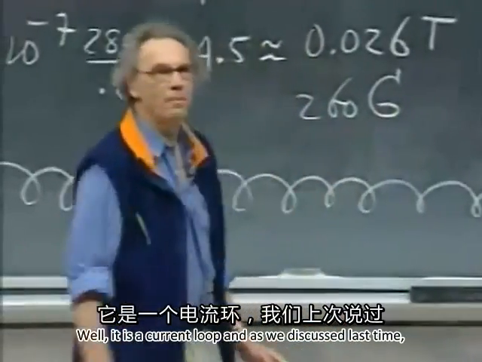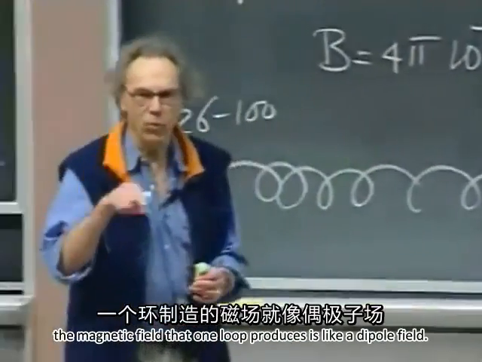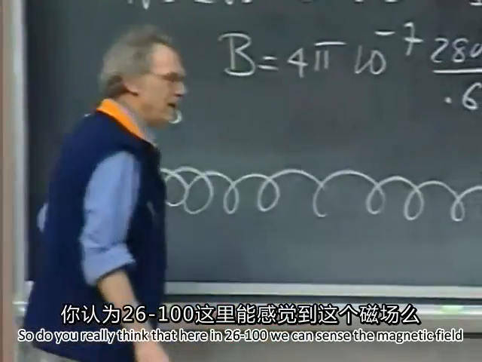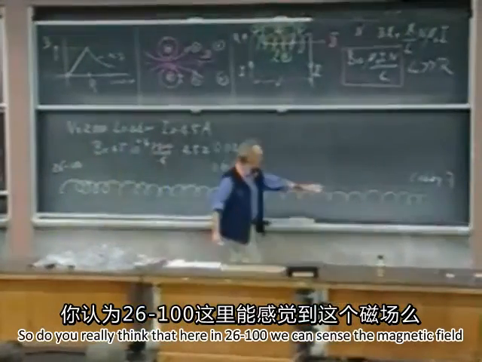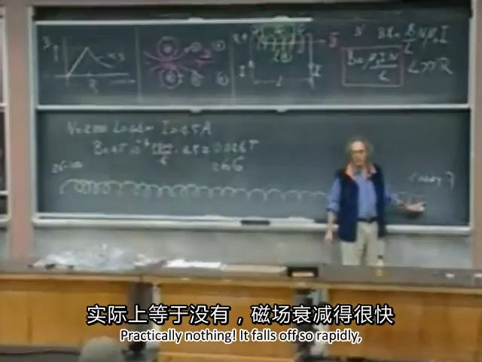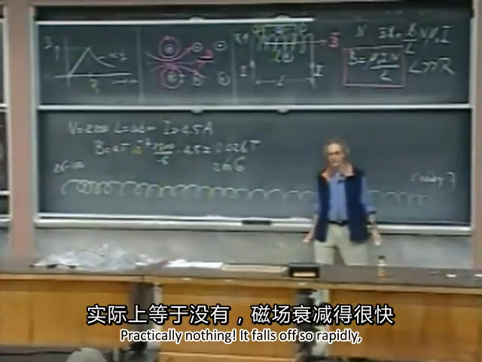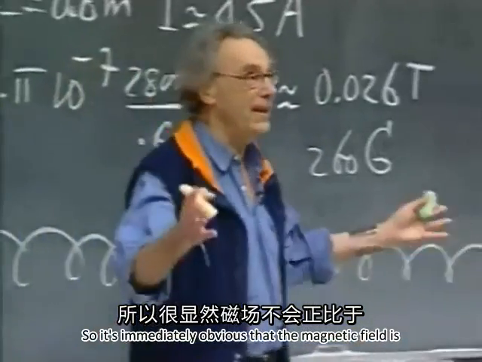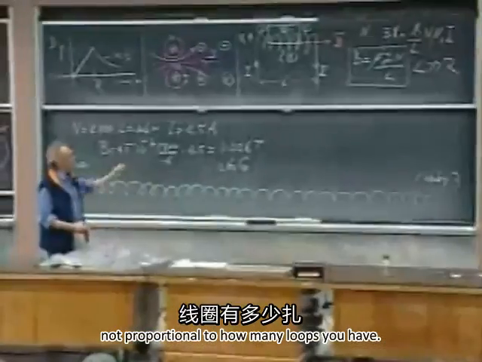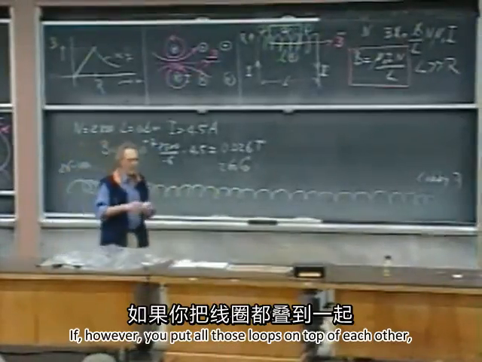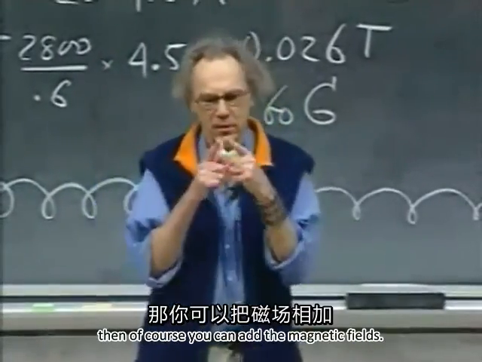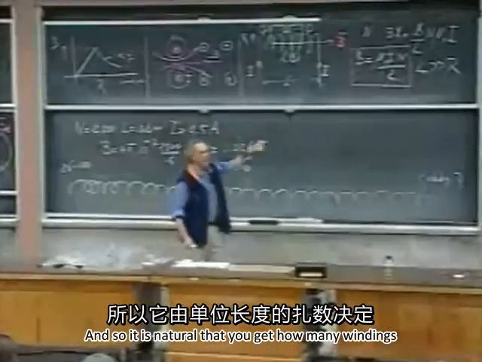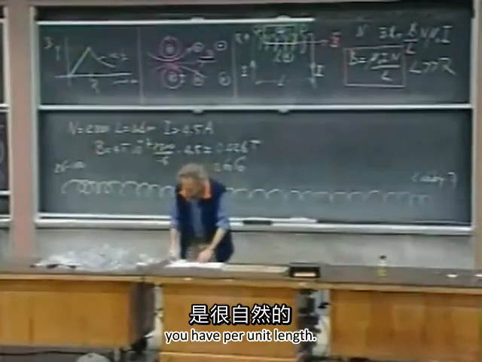Well, it is a current loop, and as we discussed last time, the magnetic field that 1 loop produces is like a dipole field. So do you really think that here in 26,100 we can sense the magnetic field that is produced by this 1 dinky toy loop? Practically nothing. It falls off so rapidly, the magnetic field, that we don't notice it here. So it's immediately obvious that the magnetic field is not proportional to how many loops you have. If, however, you put all those loops on top of each other, then of course you can add the magnetic field. And so it is natural that you get how many windings you have per unit length.